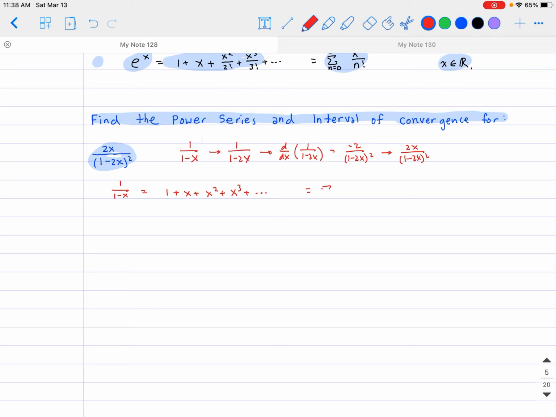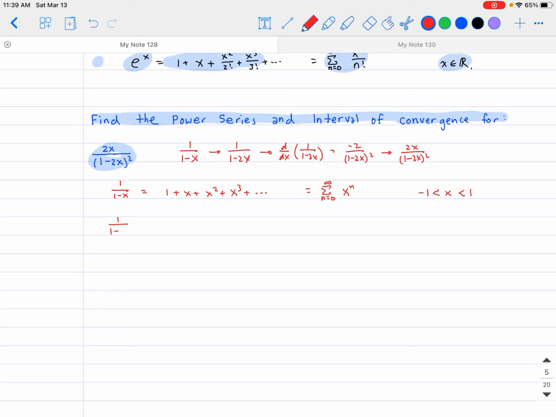And then also writing out its summation form, that's the sum from n equals 0 to infinity of x to the n, and my interval of convergence is from -1 to 1. So that's where our starting point is. What I want to do is take this equation right here and replace all the x's with 2x.